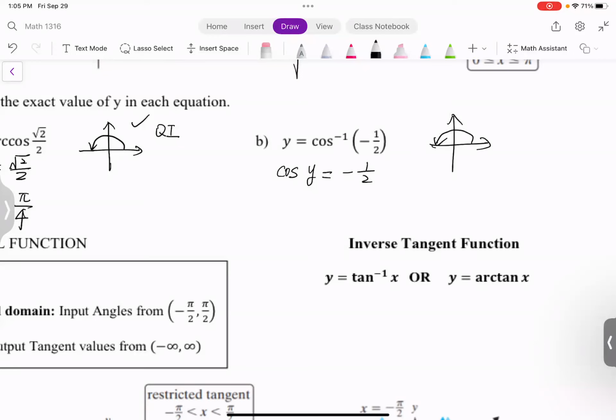So in these two quadrants, quadrant 1, quadrant 2. So where is the y? In quadrant 1 or quadrant 2? Quadrant 2, because we have negative value. Cosine in second quadrant is negative.